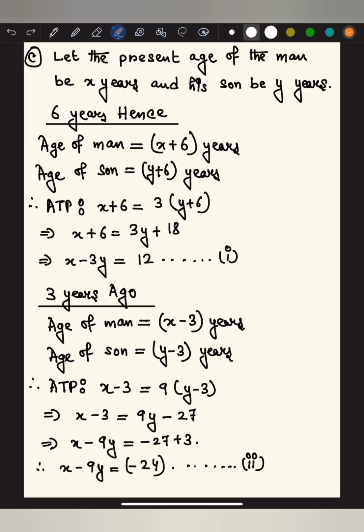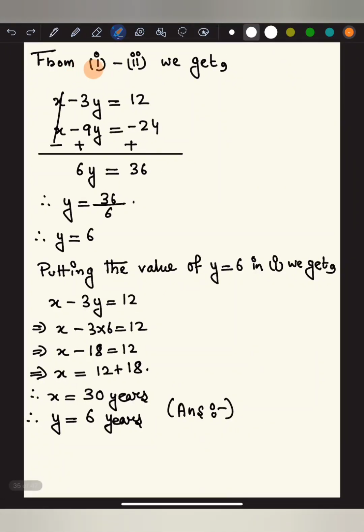Okay, so we have got x minus 3y equals to 12 and x minus 9y equals to minus 24. So from equation 1 minus equation 2 we get x minus 3y equals to 12 and x minus 9y equals to minus 24, right? So since we are subtracting this, the signs will become opposite. This is plus, so it will become minus. This is minus, it will become plus, and this is minus, so it will become plus. So this plus x minus x gets cancelled out, and this minus 3y and this plus 9y we will get plus 6y, and here it will be 12 plus 24, that is equals to 36.